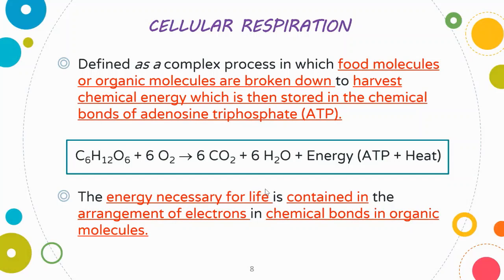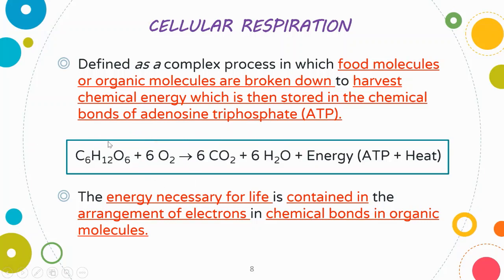Okay. The first subtopic is the basic principle of cellular respiration. Cellular respiration is a complex process in which the organic molecules or food molecules such as glucose are broken down to generate the chemical energy that's stored in the chemical bond of the ATP. Based on the formula, you can understand that the glucose oxidizes to release carbon dioxide, and the oxygen is reduced to release the water molecule.